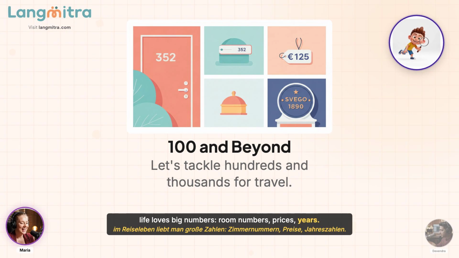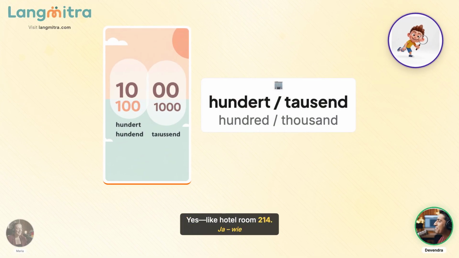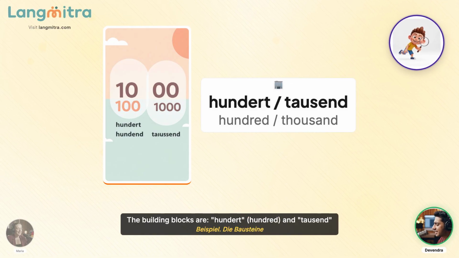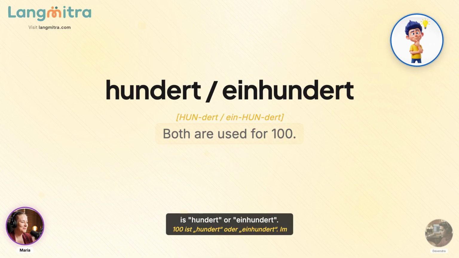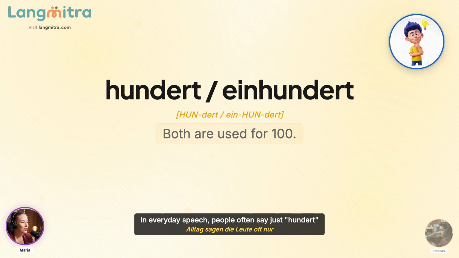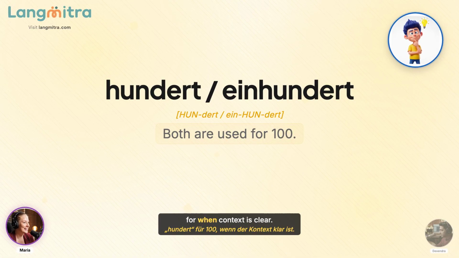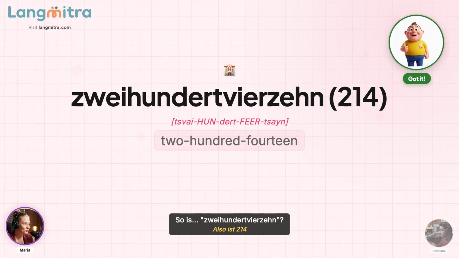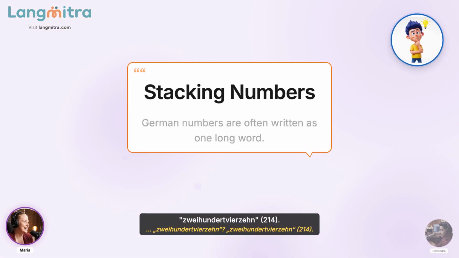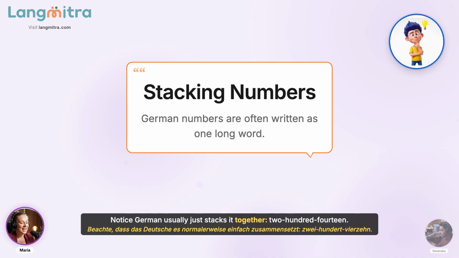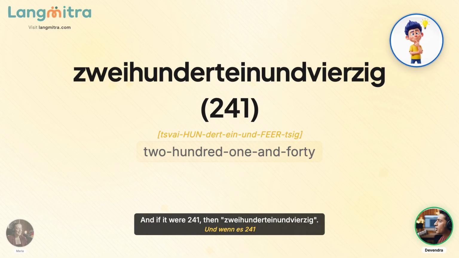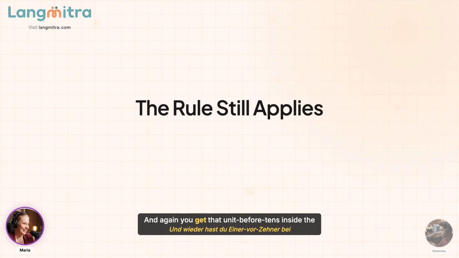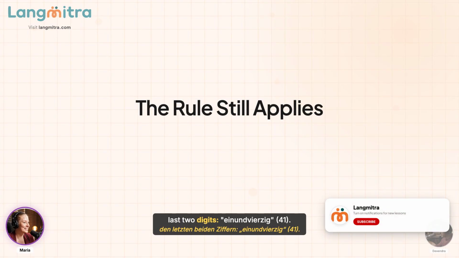Now let's move to 100 and beyond, because travel life loves big numbers. Room numbers, prices, years. Yes, like hotel room 214. Perfect example. The building blocks are hundert, 100, and tausend. 100 is hundert, or einhundert. In everyday speech, people often say just hundert for 100 when context is clear. So 214 is zweihundertvierzehn? Yes, 214. Notice German usually just stacks it together. And if it were 241, then zweihunderteinundvierzig.